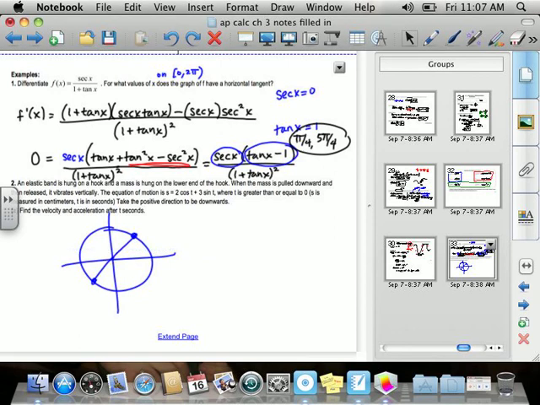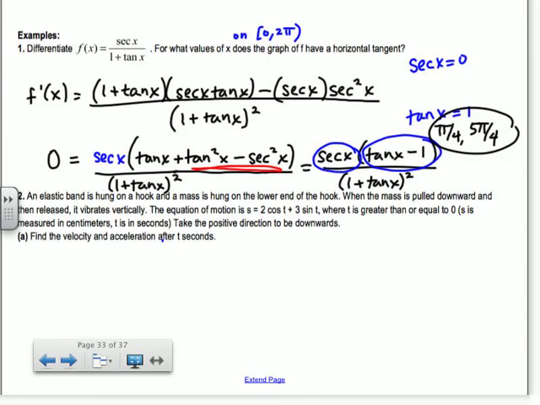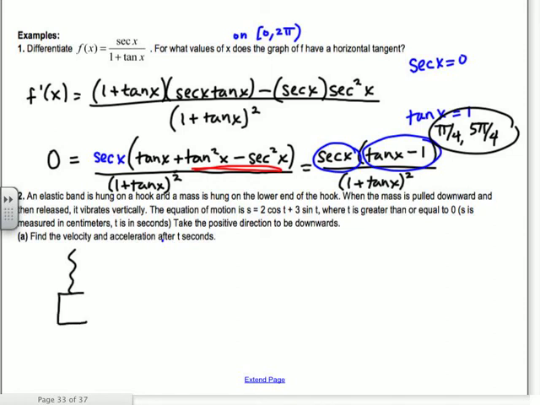All right, next up. It says an elastic band is hung on a hook and a mass is hung on the lower end of the hook. These are always weird to think of, but very physicsy. So we have this band, and we have some kind of weight on the end of it. So here's my little hook. When the mass is pulled downwards and then released, it vibrates vertically. So it's going to go up and down, up and down.